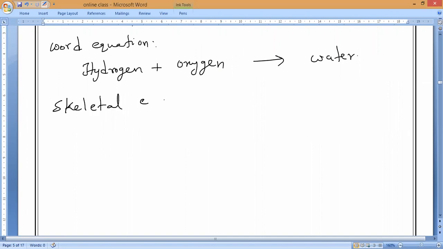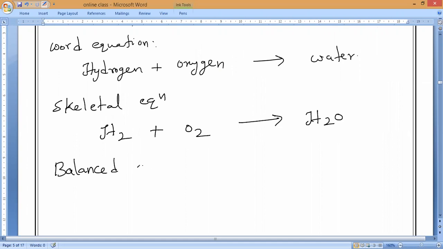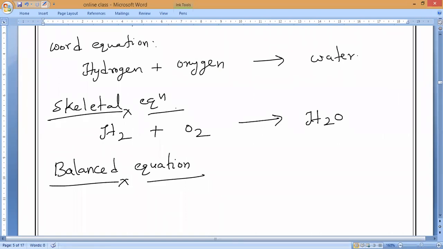Second, skeletal equation. Anybody? Hydrogen H2 plus O2. Next, balanced equation. Wait, I will tell you. Balanced equation, you have to learn. This is a simple equation, it's okay. But big equations, how to solve? That is what we are going to study now. So please, all of you, write it like this.